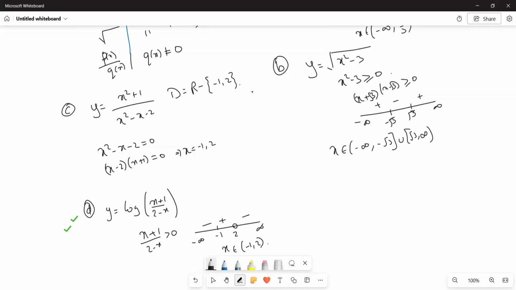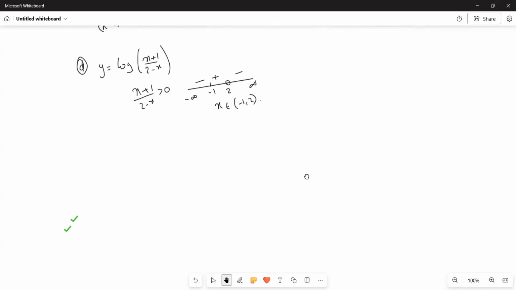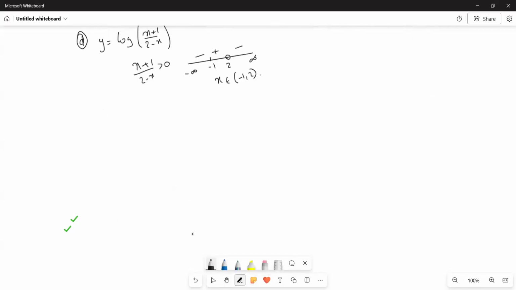Sir, can you explain the concept of R inverse and all that? R inverse. Okay, inverse of a relation. Inverse of a relation 12 में नहीं है क्या? I thought 12 में होगा.